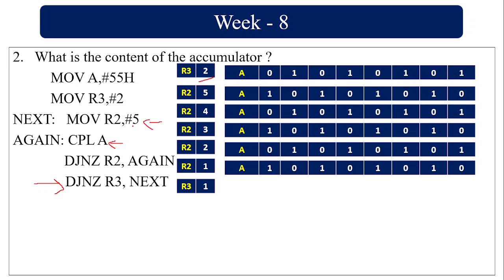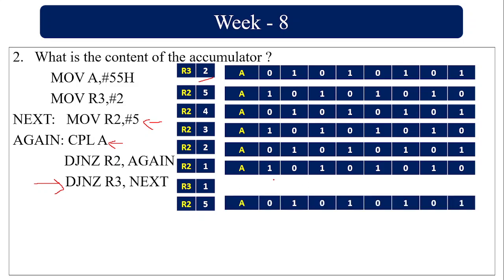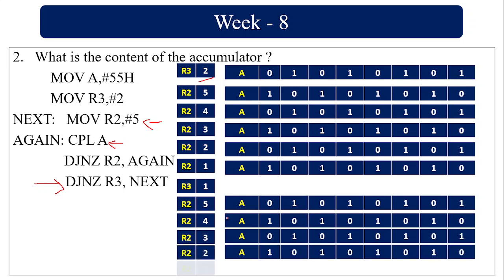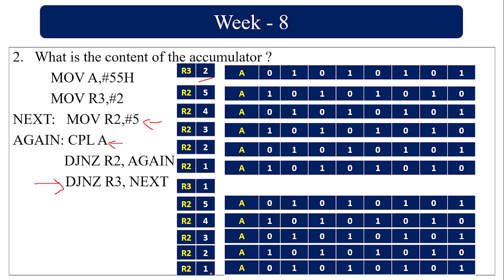Here I am going to move the R2 value as 5, and then the next statement is CPL A. So the accumulator content will be complemented, and R2 will be decremented, and if it is not equal to 0, it will be complemented again. This way it goes on, and when R2 is equal to 1, the value of your accumulator is obtained. Again, if you decrement your R2, the value becomes 0, so it comes out.